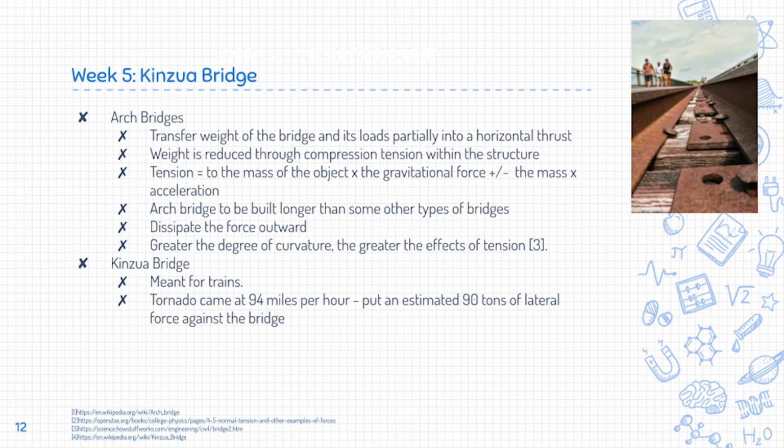These types of bridges work by transferring the weight of the bridge and its loads partially onto a horizontal thrust restrained by the abutment on either side. Some of the weight is also reduced through compression tension within the structure. The tension on an object is equal to the mass of the object times the gravitational force plus or minus the mass times acceleration. These forces allow an arch bridge to be built longer than other types of bridges. The semicircular structure of arches allows it to dissipate the force outward, reducing the effects of tension on the underside of the bridge. The greater the degree of curvature, the greater the effects of tension.